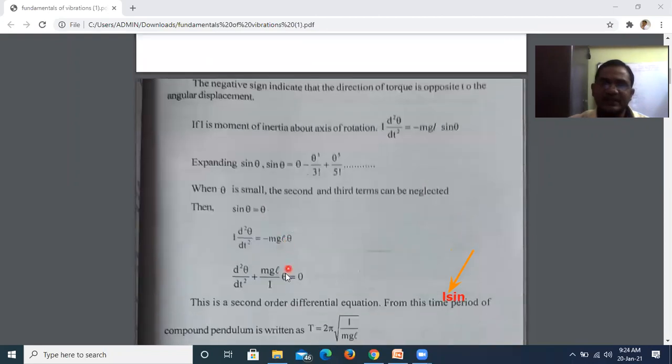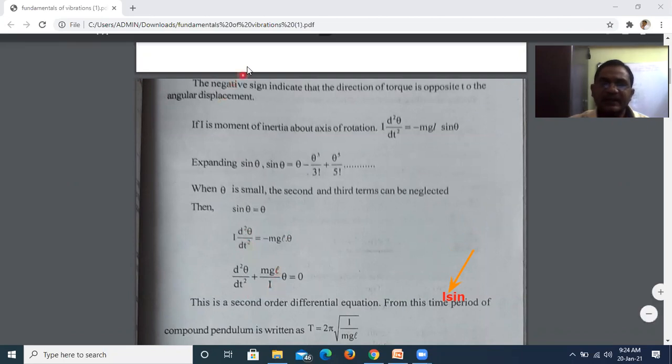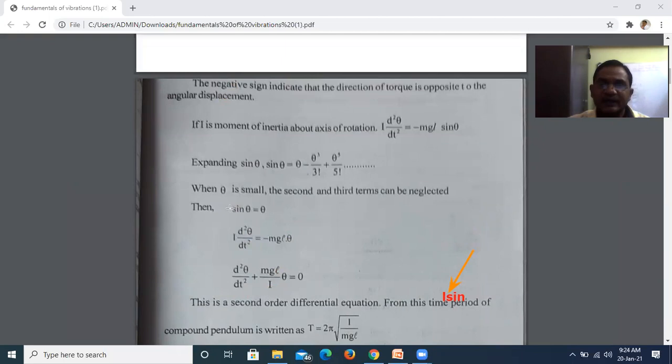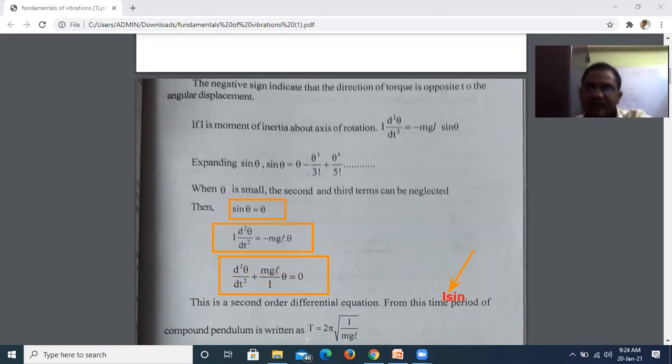Sin theta is replaced with theta. So I d square theta by dt square equal minus mgl theta. Bringing the I to the right side, d square theta by dt square plus mgl by I into theta is equal to 0. But we have the standard differential equation of simple harmonic motion, d square theta by dt square plus omega square theta equal to 0. Comparing with that, what is omega square? Omega square equal to mgl by I.